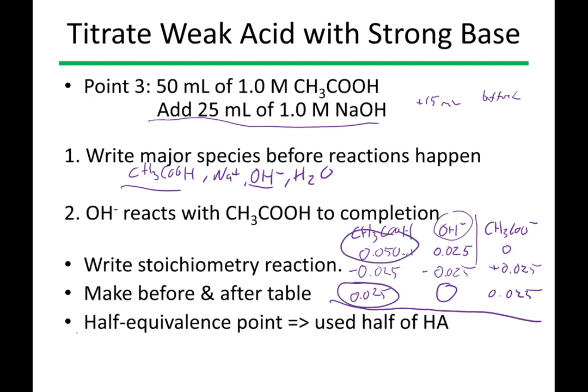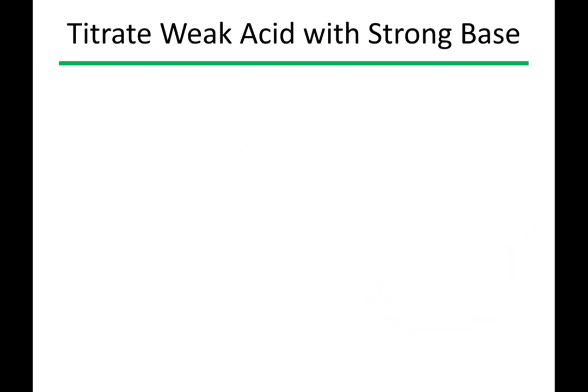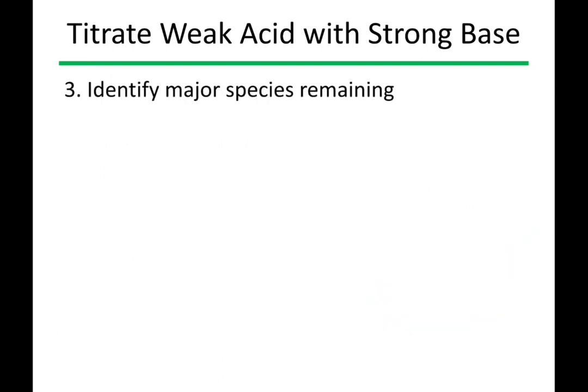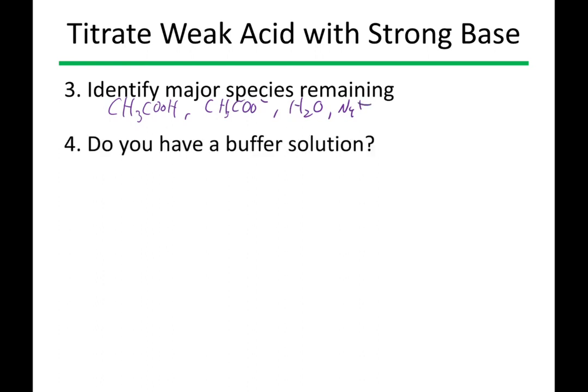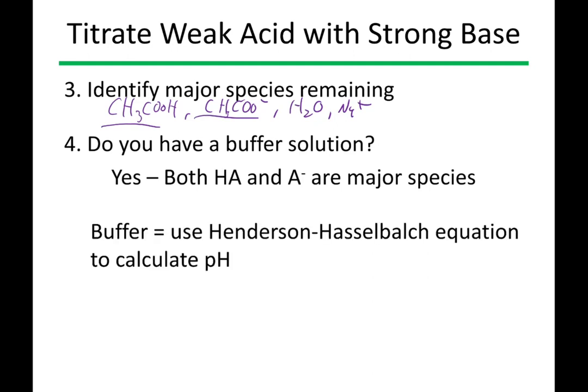This point has a special name. When we've used exactly half of the HA up in a titration, we call this the half equivalence. So at the half equivalence point, our major species remaining are going to be our weak acid, the conjugate base, water, and any ions used to make the salts. Do we have a buffer solution? Yes, we do. We have the weak acid and its conjugate. And so we can use the Henderson-Hasselbalch equation to calculate the pH.